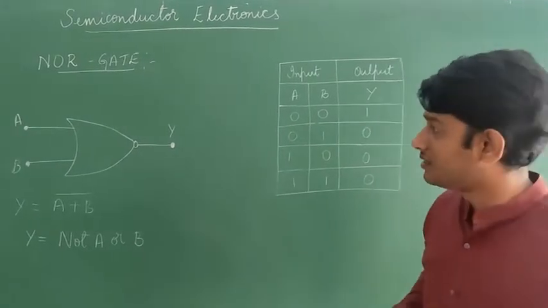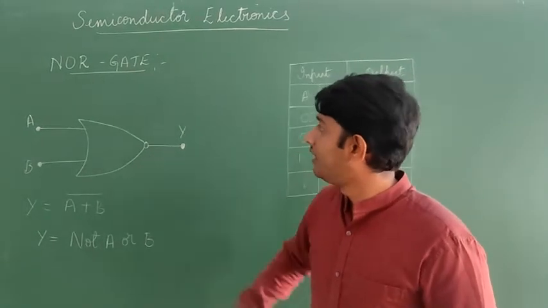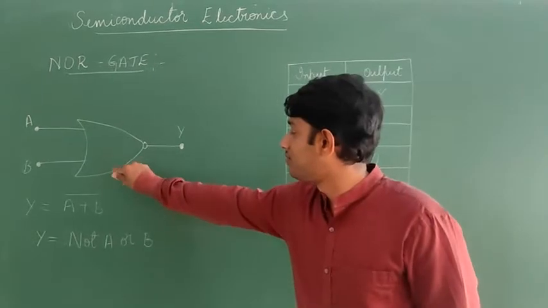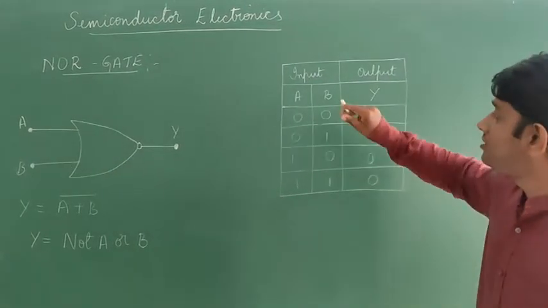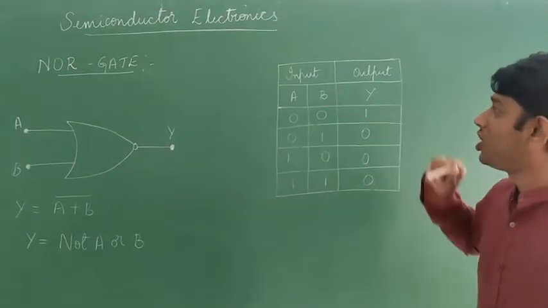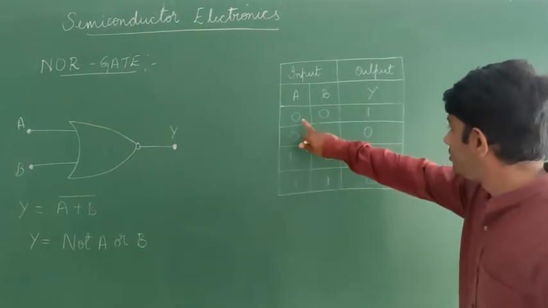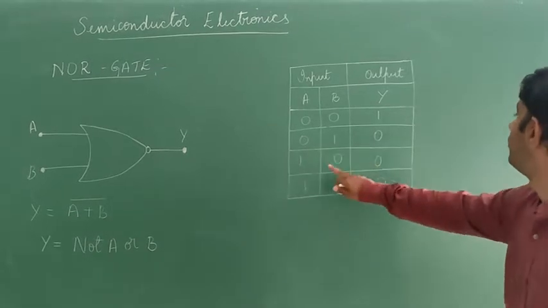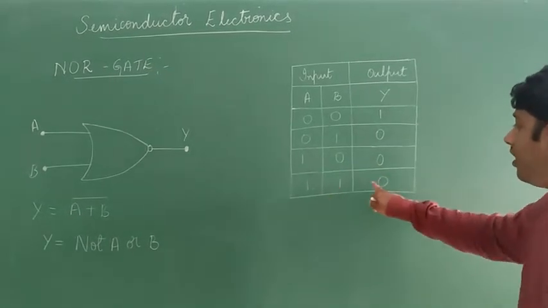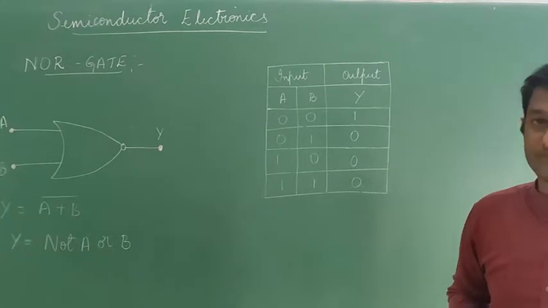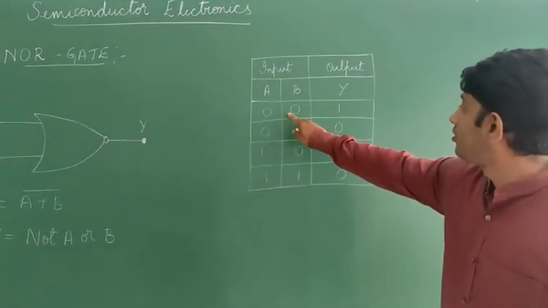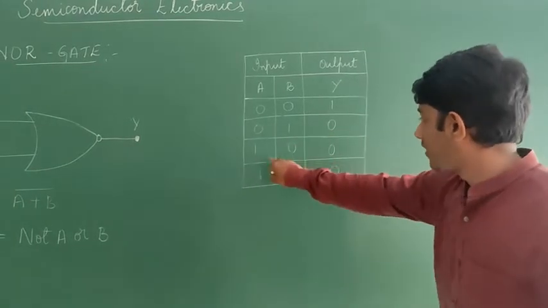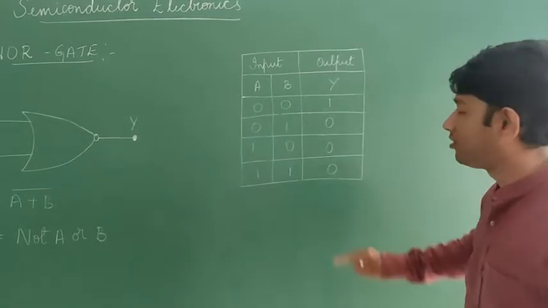So this is the circuit symbol of the NOT gate, and this is NOR gate. This is the circuit symbol of the NOR gate, and this is the truth table of the NOR gate. So here 0, 0 will give 1, but 0, 1 will give you 0, 1, 0 is also 0, and 1, 1 is also 0 here. So only 0, 0 is giving 1 here.